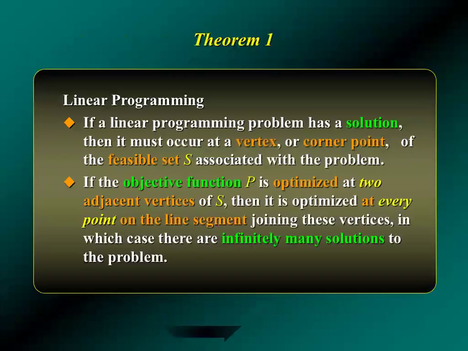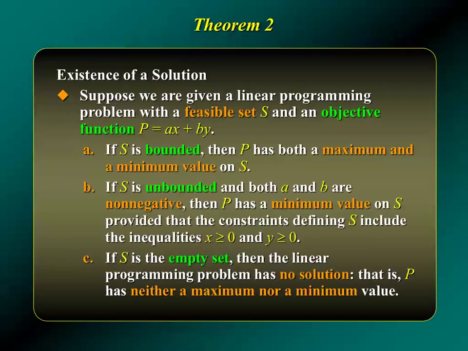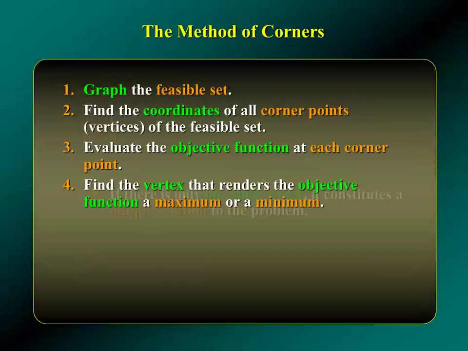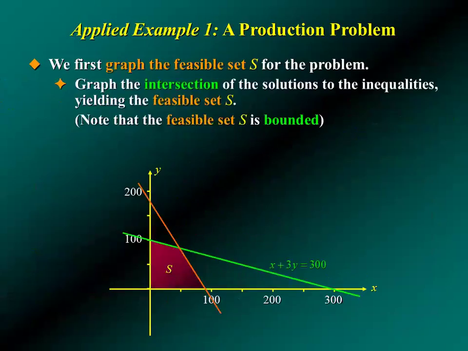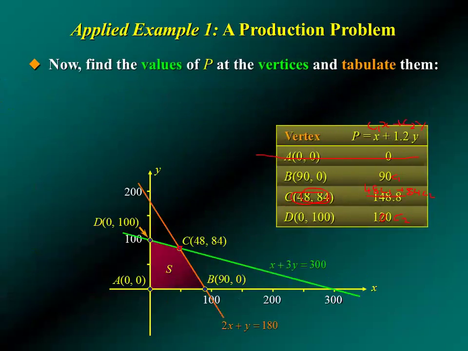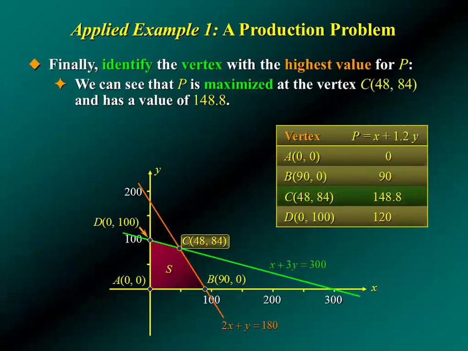This is the graphical solution of that same problem. This is the overlap, then the feasible points, and this is our optimal solution. The optimal solution is 48, 84. So 48 souvenirs of type 1, 84 souvenirs of type 2 will maximize our profit, and the profit is 148.8.